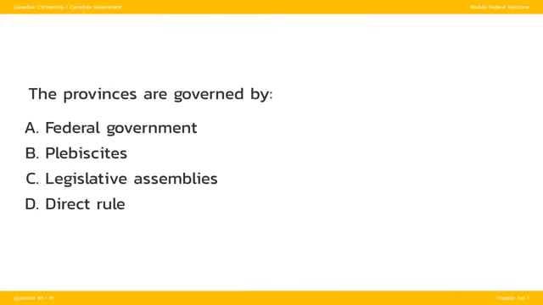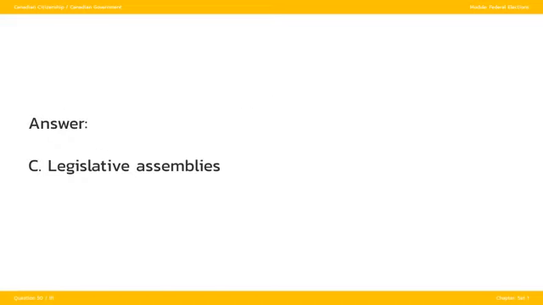The provinces are governed by A. Federal government. B. Plebiscites. C. Legislative assemblies. D. Direct rule. The answer is C. Legislative assemblies.